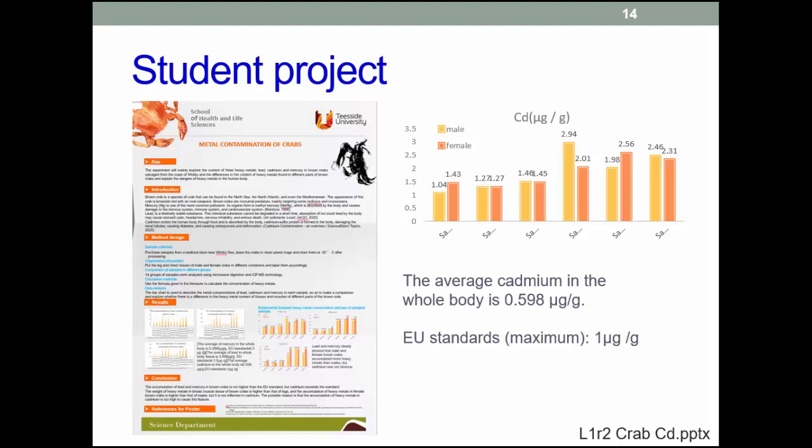And also, the student found differences between male and female crabs. And there are differences between different parts of the crab anatomy, the brown meat and the white meat, for example. So again, this presentation, which is finally a poster, is available in the notes and it's referenced there, so you'll find that on Blackboard.